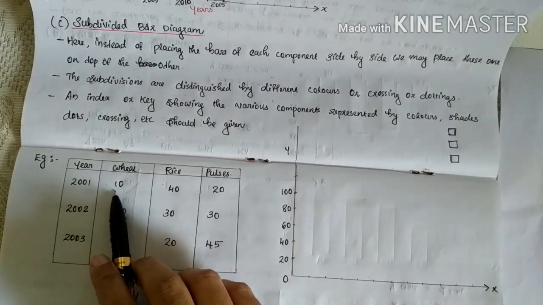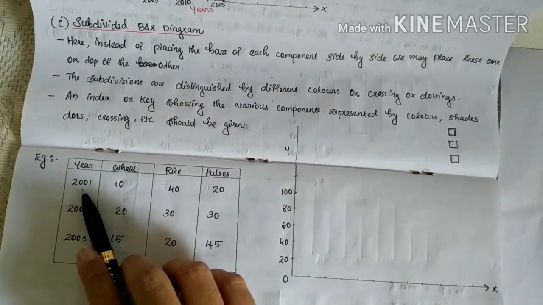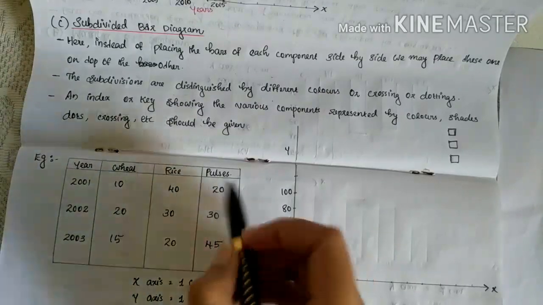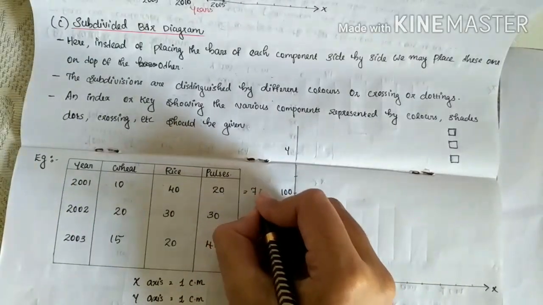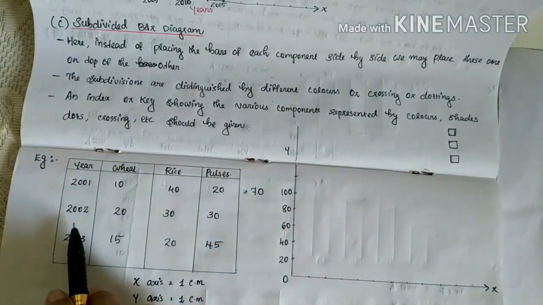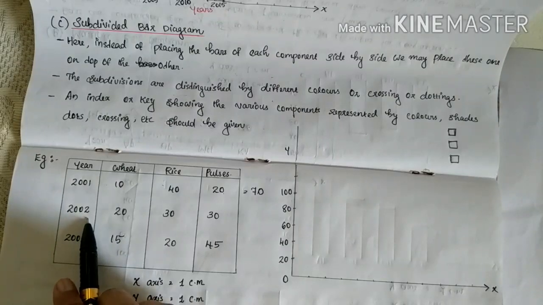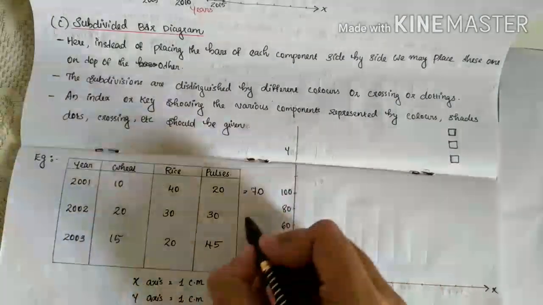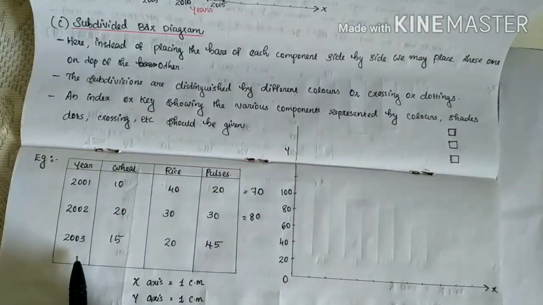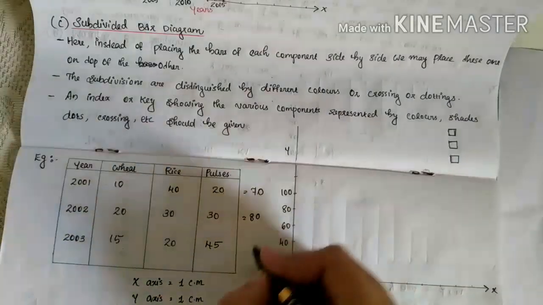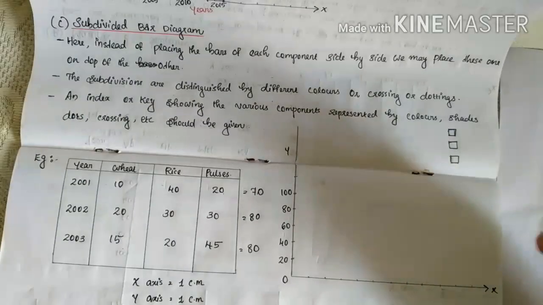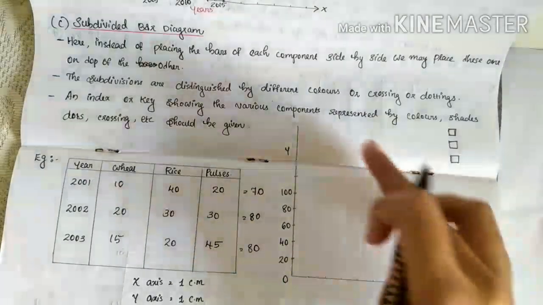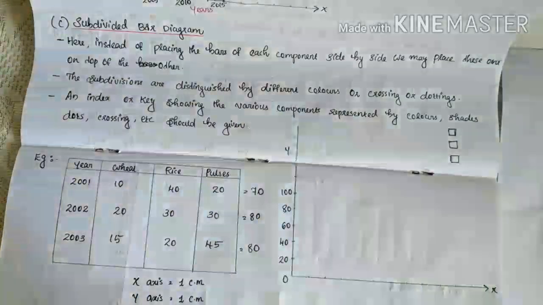First, you have to calculate the total production of the year 2001. That is 10 plus 40 plus 20, which is equal to 70. Then calculate the total production of the year 2002: 20 plus 30 plus 30. It is 80. Then the total production of the year 2003, that is 15 plus 20 plus 45. The answer is 80.